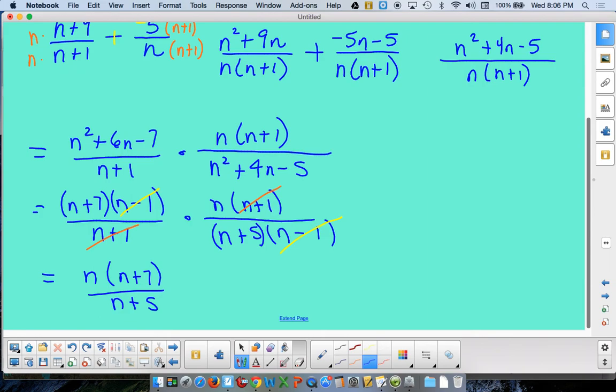Key thing is, write neatly, keep it organized, don't try to do too many things in one step so that you mess it up. I always have people who don't want to use extra lines of their paper, who cram it up, try to put too many things on one line, and then they can't tell what they're doing. Enjoy. This is just good old basic fun algebra.